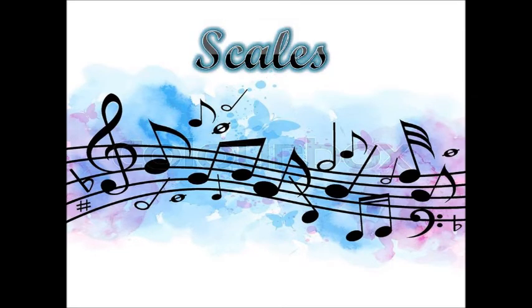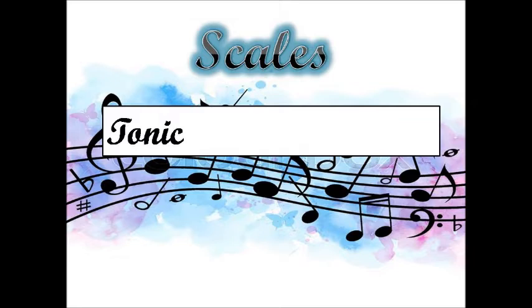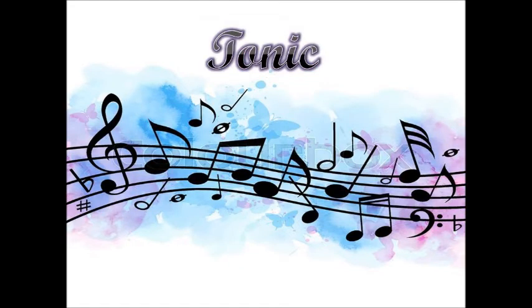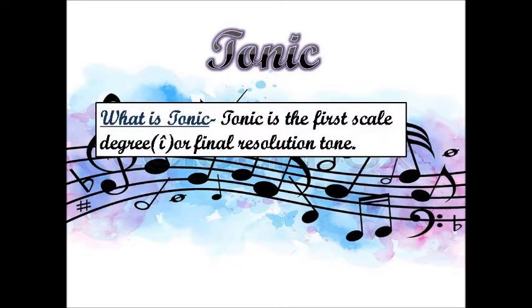Now, again, there can be a thousand ways one can relate as many scales as they want with each other. But basically, the relation between scales can be made in two ways. Firstly, by identifying their tonic, or by identifying their key signature. Now, what is tonic? Tonic is the first scale degree or final resolution tone.